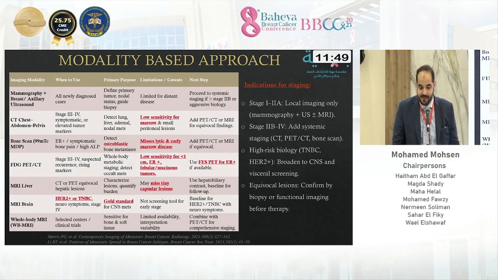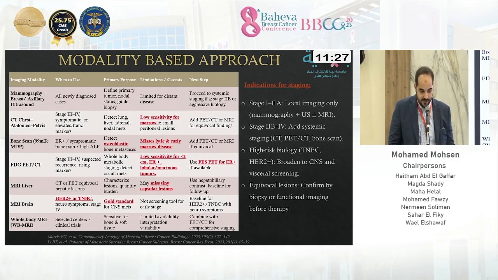We should begin with the indications for staging. Stage 1 and 2A, we should do local imaging only. Stage 2B and 3-4, we add systemic staging. High-risk biology such as triple-negative and HER2 positive warrants CNS and visceral screening. Equivocal lesions we may confirm by biopsy or functional imaging before therapy.